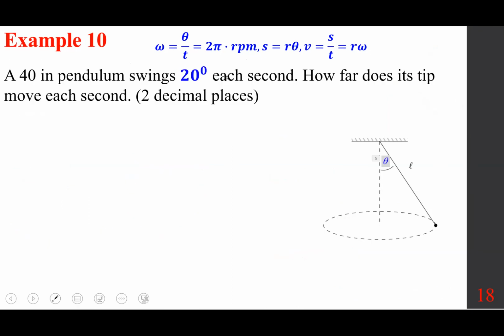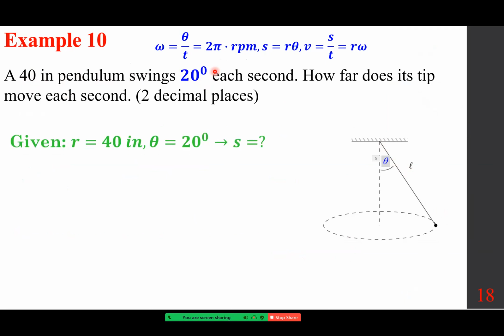A 40-inch pendulum swings 20 degrees each second. How far does its tip move each second? So again, what is given? A 40-inch pendulum, that means the radius is 40. And 20 degrees, that's the theta. And we want to find S.